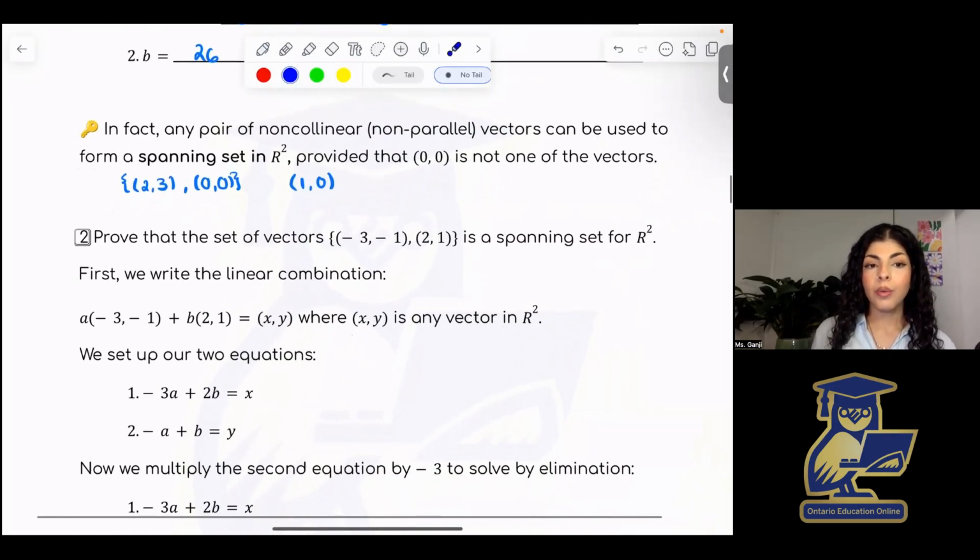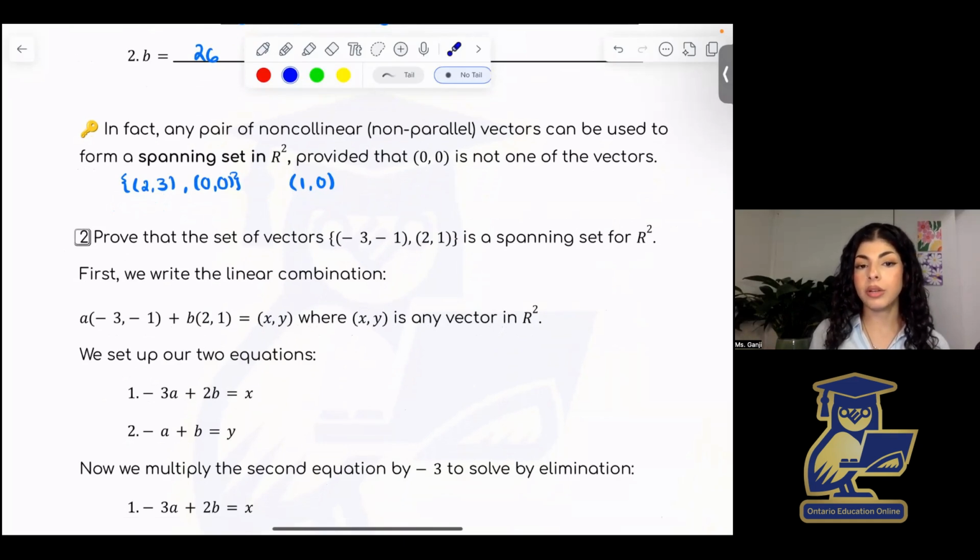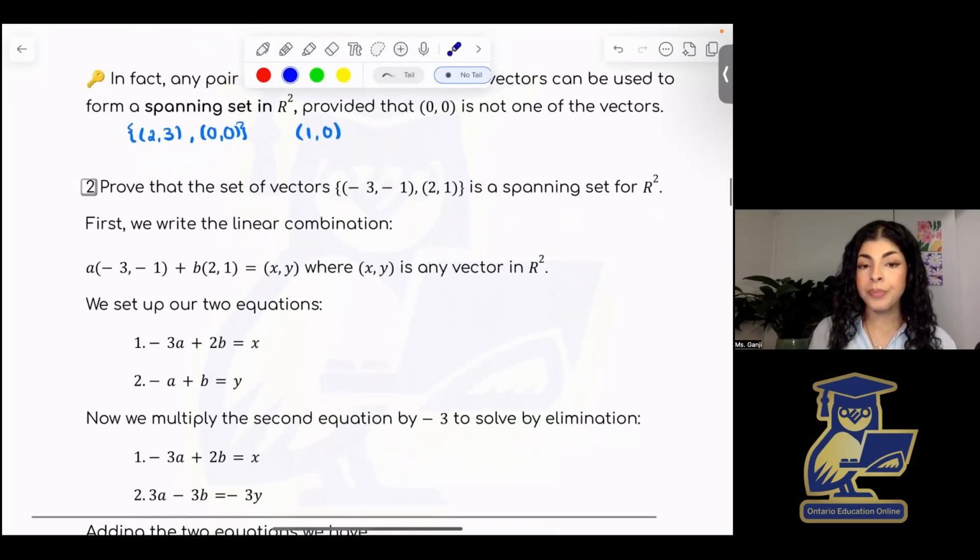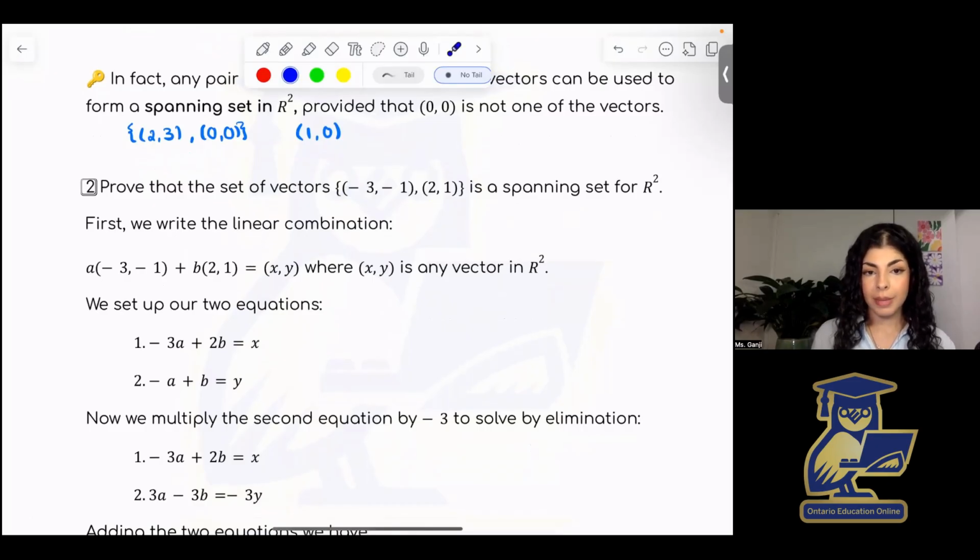So here now we're asked to prove that a set of vectors is a spanning set for R squared. Remember, showing that just one vector can be written as a linear combination of the two vectors is not sufficient to make the claim that it is a spanning set for R squared. You have to actually prove that, and the way you prove it is to show for any generic vector, so any general vector, then I have a linear combination using these two. So let's see what that means.